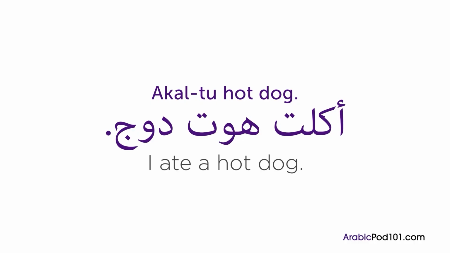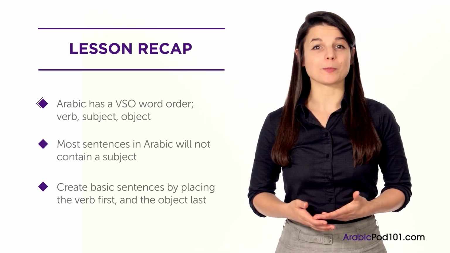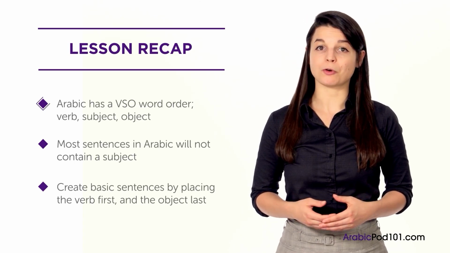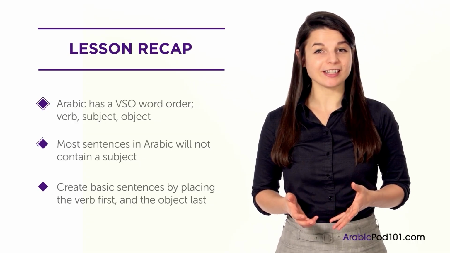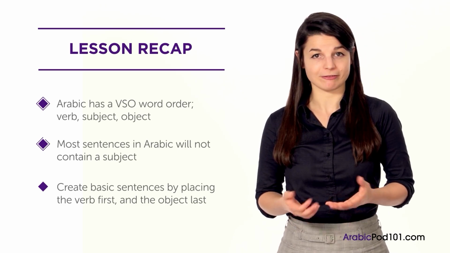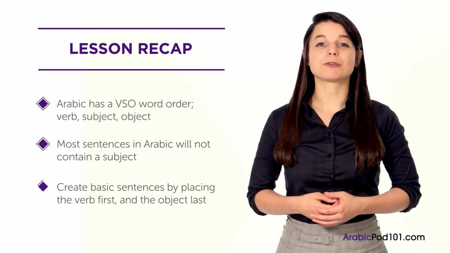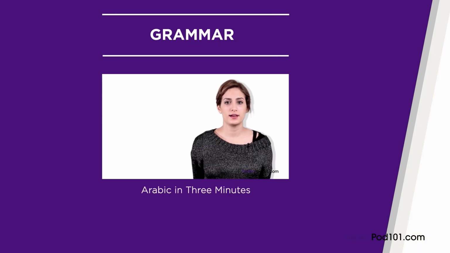You can create any basic sentence like this in Arabic if you simply know the word for the verb and the object in Arabic. Let's wrap up this lesson by recapping what you've learned. In this lesson, you learned that Arabic sentences are formed using a verb, subject, object, or VSO word order. Most sentences spoken in Arabic will not actually contain a subject, especially if that subject is obvious, like when it's you, yourself, the speaker. And lastly, you can create basic sentences in Arabic by putting the verb first and the object last. We've covered only the very basics of Arabic grammar.